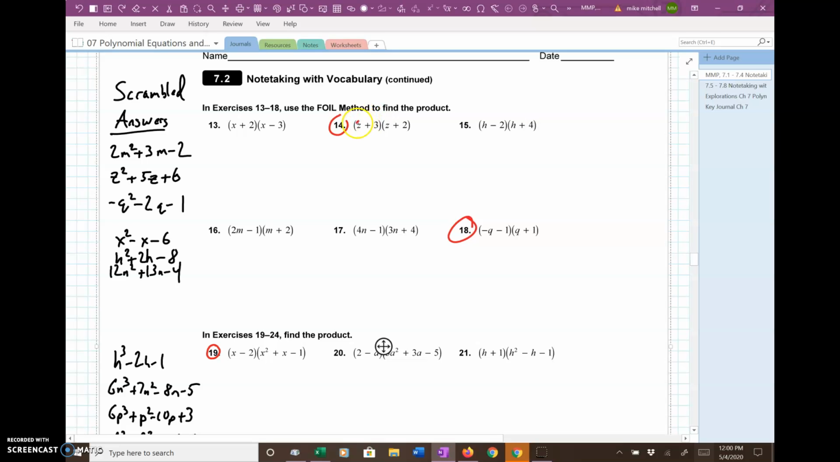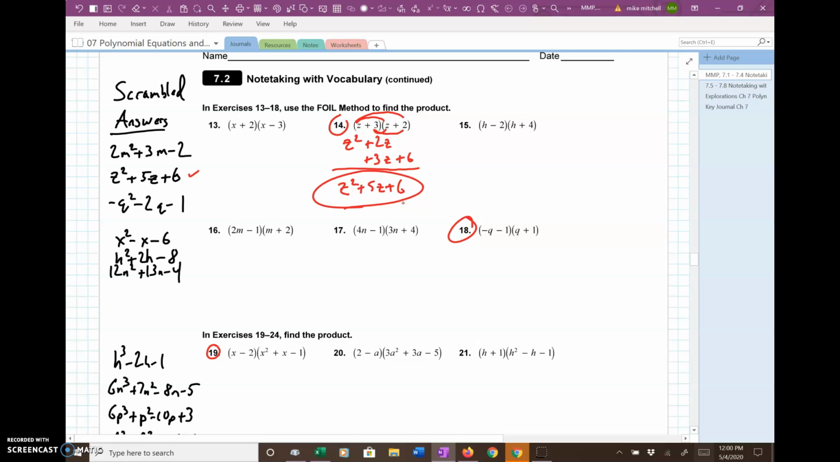First term, z times z, that's going to be z squared. Outside terms, that's the z and the 2, the furthest outside. That's plus 2z. Inside terms, or inner terms, 3 times z, that's 3z. Notice I always like to write my like terms right above and below each other. That's a habit I have, the way I was taught. And my last terms, 3 times 2, that's 6. Could have put a plus there, you didn't have to. Add them up: z squared plus 5z plus 6. I see the answer there, it checks out.